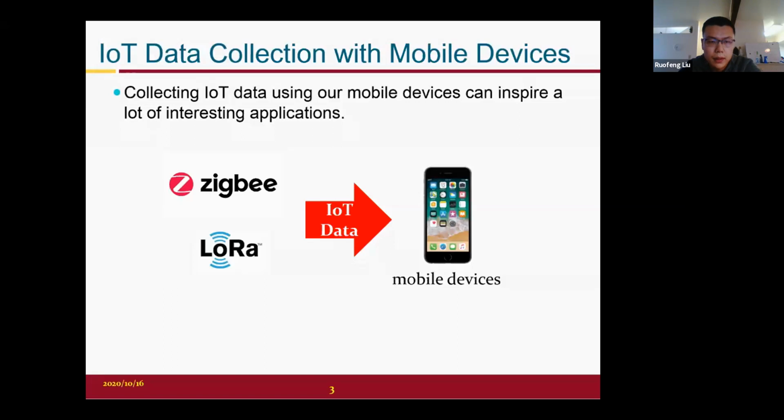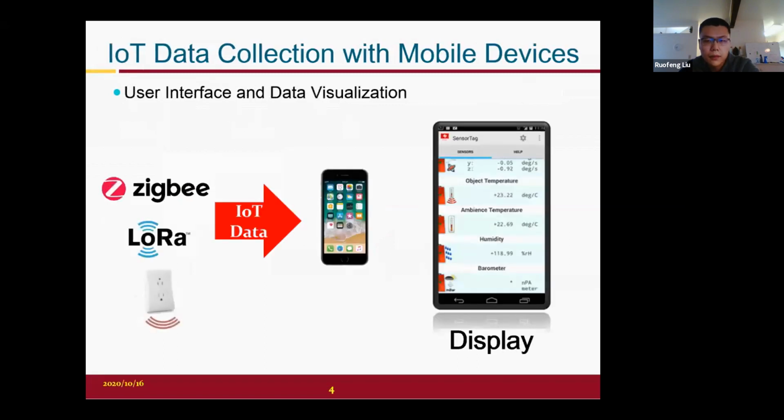For example, if we can collect the IoT data using our mobile phones, there will be several benefits. First of all, our mobile phone has a really big screen, whereas IoT devices typically do not even have a screen. So the smartphone can be a very convenient user interface for users to visualize IoT data and interact with IoT devices.